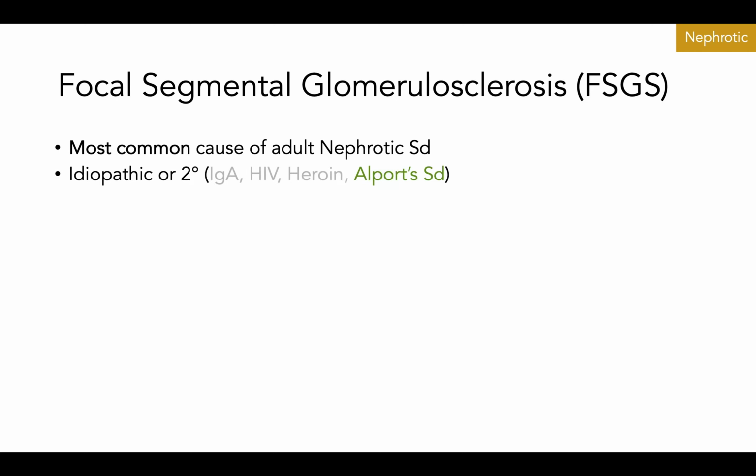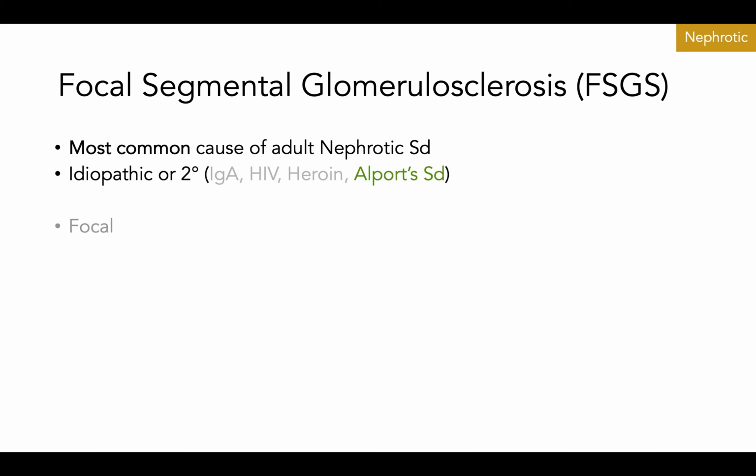Next up, we're going to talk about FSGS. This is the most common cause of nephrotic syndrome in adults. And again, it can be idiopathic, or it can be secondary to a number of conditions, particularly IgA nephropathy, HIV, heroin use, so watch out for this in IVDU, and also Alport syndrome, which is a syndrome that affects the kidneys and I think the inner ear.